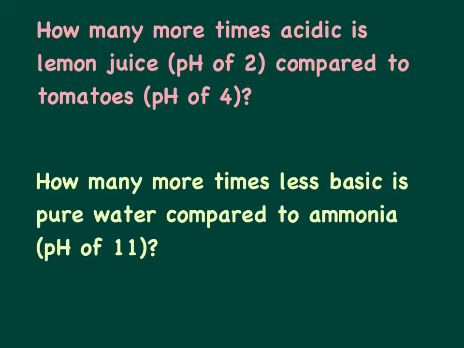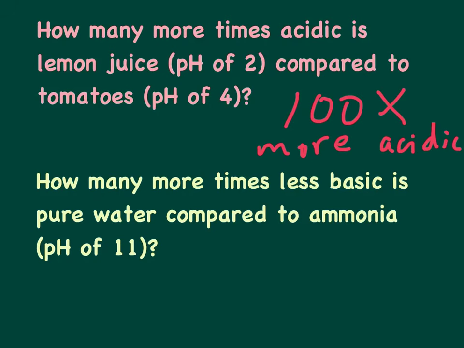So this slide is just a quick review about what the numbers on the pH scale mean. So I have two questions here for you to think about. The first one is, how many more times acidic is lemon juice, which has a pH of 2, compared to tomatoes, which have a pH of 4? So this is a difference of 2 on the pH scale. Remember I said each step on the pH scale is a difference of 10 times? So lemon juice is actually 100 times more acidic than tomatoes.